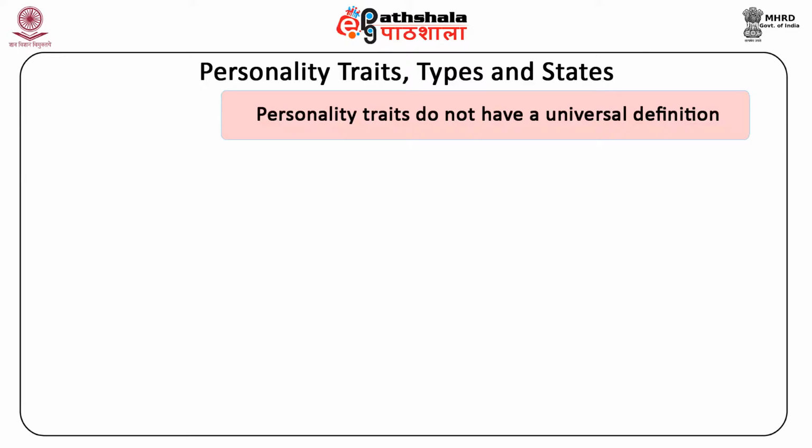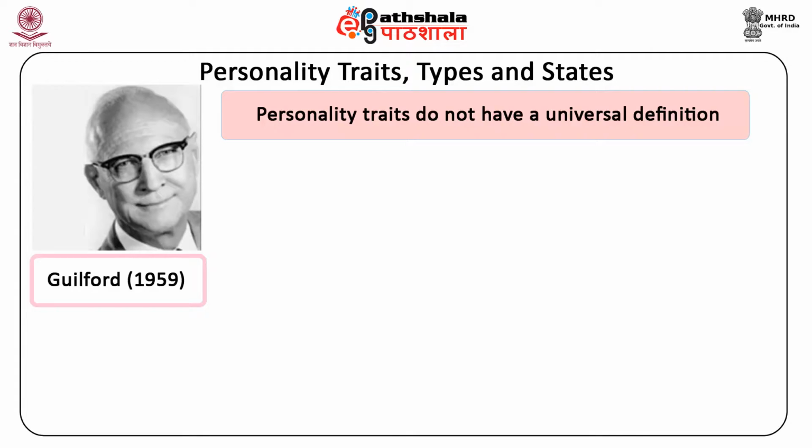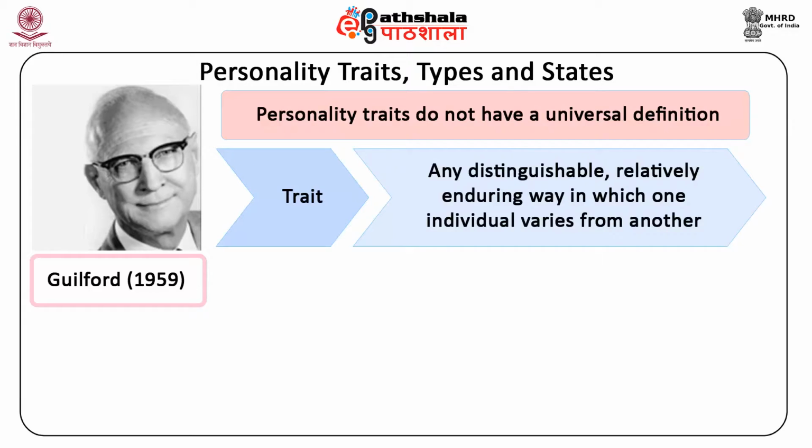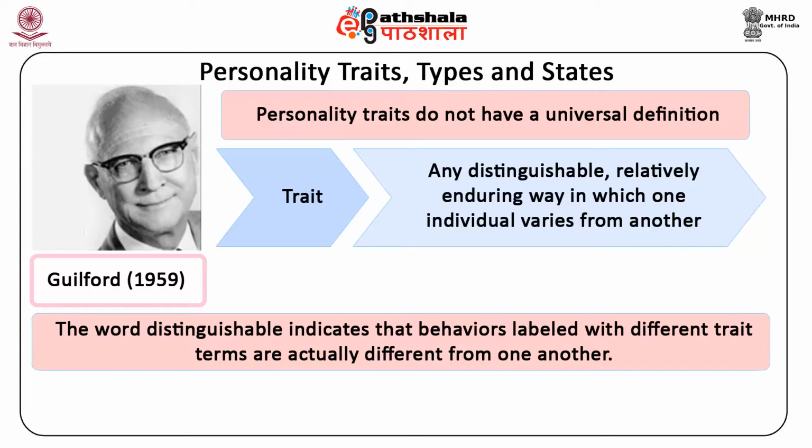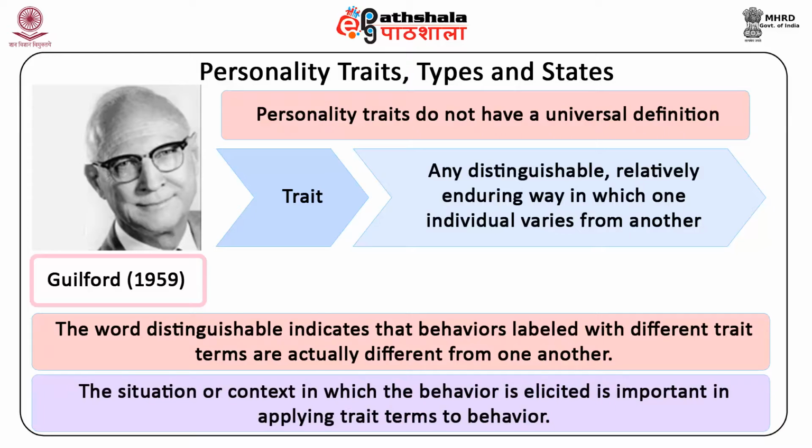Personality traits. Personality traits do not have a universal definition. Guilford defined trait as any distinguishable, relatively enduring way in which one individual varies from another. Trait is described as a way in which one individual varies from another. The word distinguishable indicates that behaviors labeled with different trait terms are actually different from one another. The situation or context in which the behavior is elicited is important in applying trait terms to behavior.